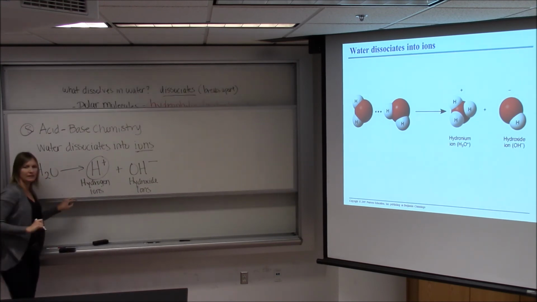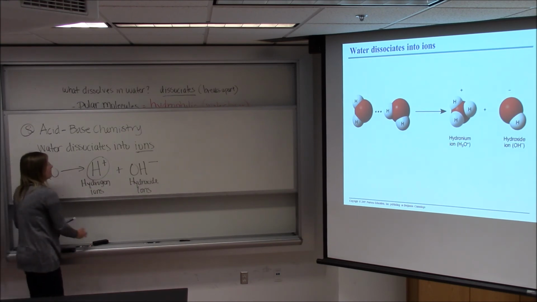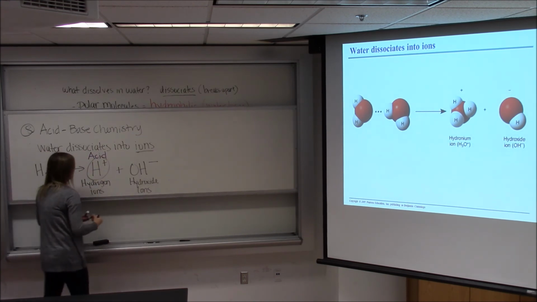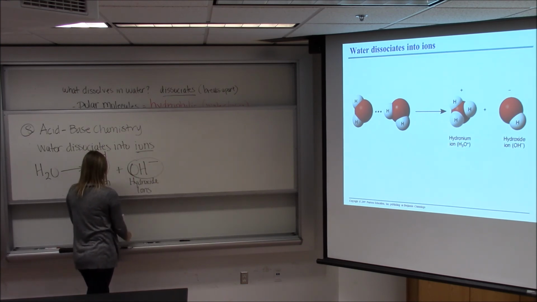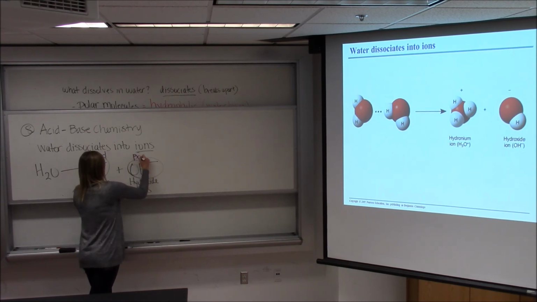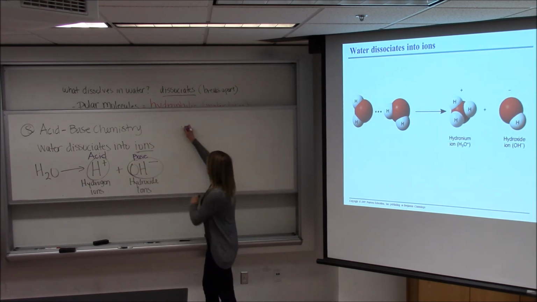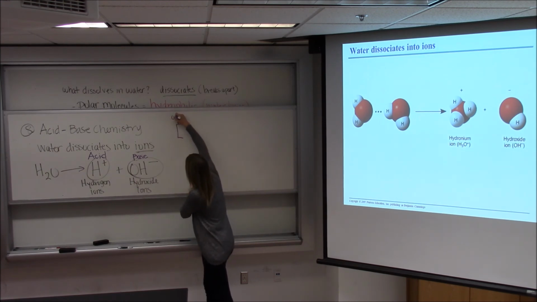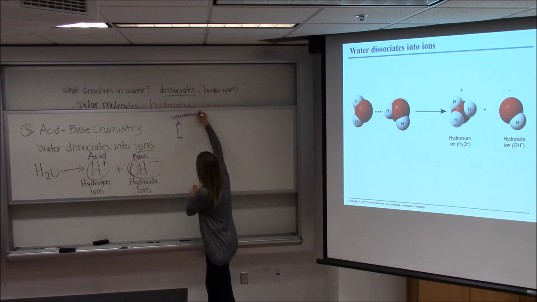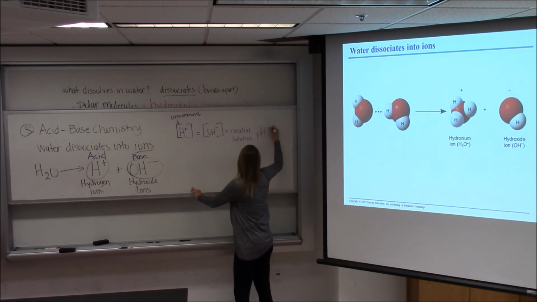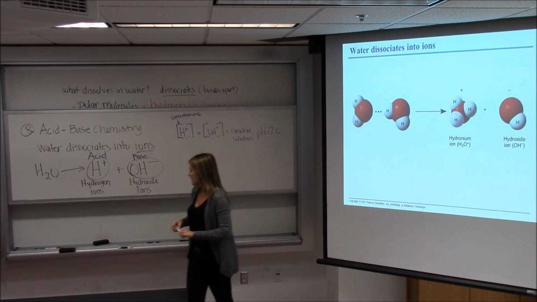Hydrogen ions, when they're free in a solution, are going to make the solution acidic. This is what makes something an acid. Hydroxide ions in a solution are going to make something a base. When these two are equal, it's what we call a neutral solution. These little brackets mean concentration of. So when the concentration of hydrogen ions is equal to the concentration of hydroxide ions, that's what we call a neutral solution. And we assign that a pH value of 7. That's what we consider neutral pH on the pH scale.